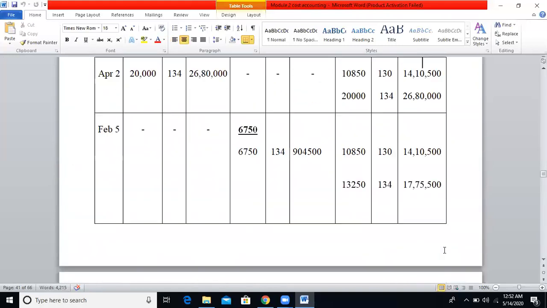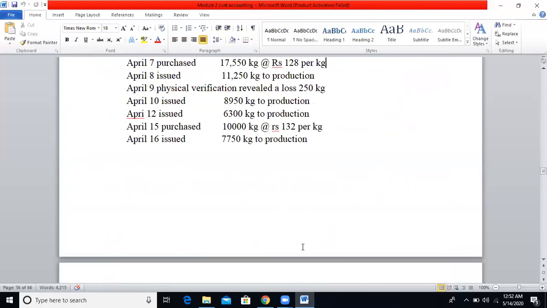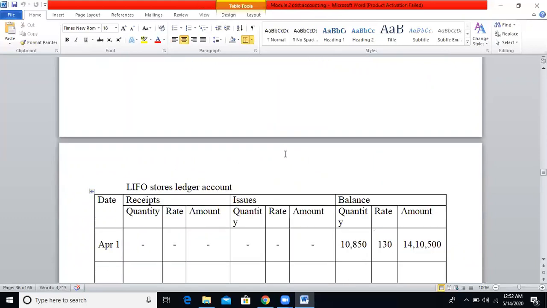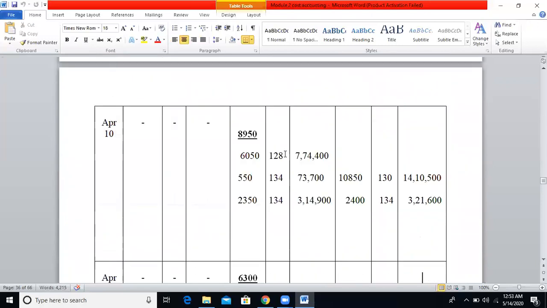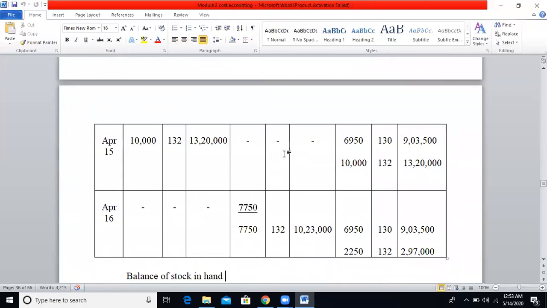The next transaction is April 16th. We are issuing 7,750 kg to the production department. So the date will be April 16th. Now, see the last balance prevailing in the balance column. Out of 10,000, the required quantity to be issued will be 7,750. What is the rate of 10,000 units? 132. So at that price you will issue 7,750 into 132. You will get 10,23,000.